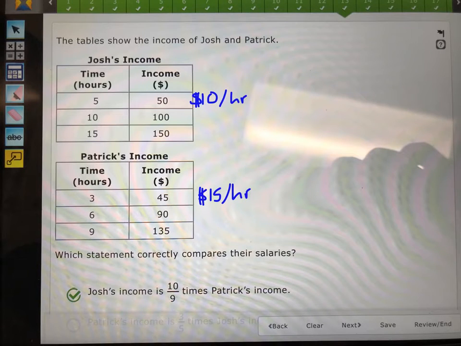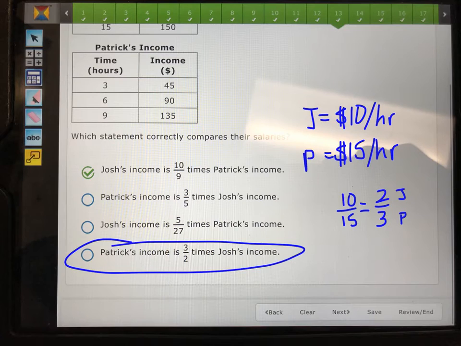All right, when I saw this one right away, I went back to my knowledge of ratios. I'm looking at how the 50 relates to 5, 100 to 10, 150 to 15, and I see that 5 is a tenth of 50, or times 10 would give me 50, so he is making $10 an hour, and that's Josh. So I put that down, and I write it somewhere I can see. And then Patrick, 3 is related to 45 with times 15, just as 6 times 15 is 90, 9 times 15 is 135. So he's making $15 an hour. So Patrick, 15, Josh, 10. So I wrote that here. Josh was 10, Patrick was 15, and I'm looking for the true statement that compares their salary.